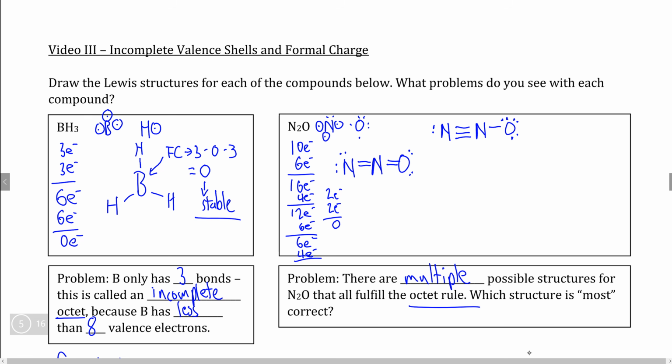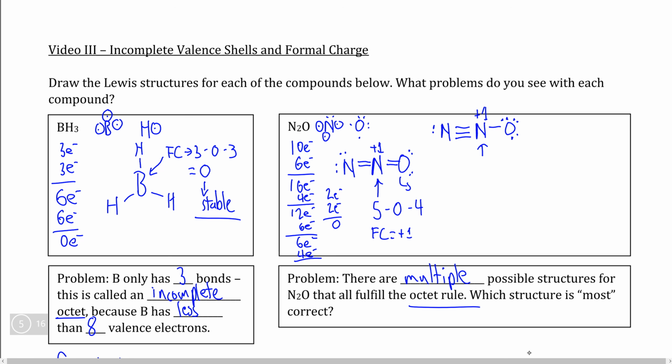Next, if we compare the formal charges of our two structures that we've drawn for dinitrogen oxide, if we calculate the formal charge of the middle nitrogen in both cases, nitrogen starts with 5 valence electrons. Neither nitrogen has any lone pair, and both nitrogens have 1, 2, 3, 4 bonds, which means that each middle nitrogen has a formal charge of positive 1. What does this mean? Well, nothing yet. Let's do a comparison of the other atoms.